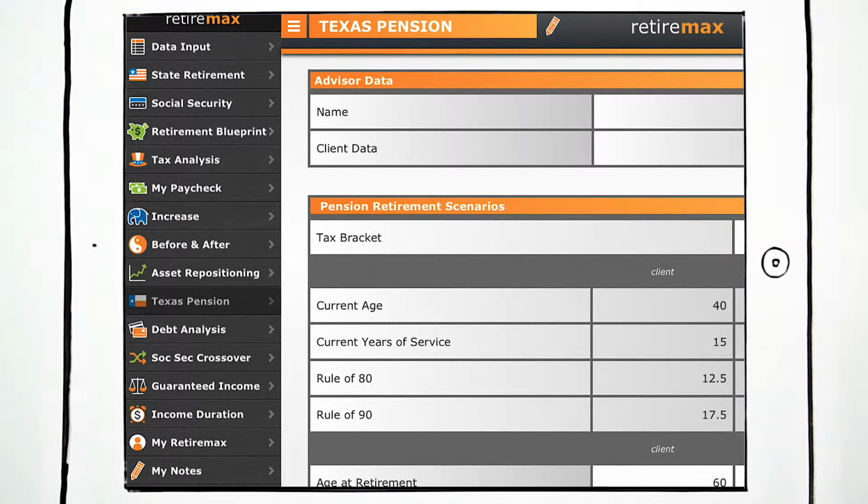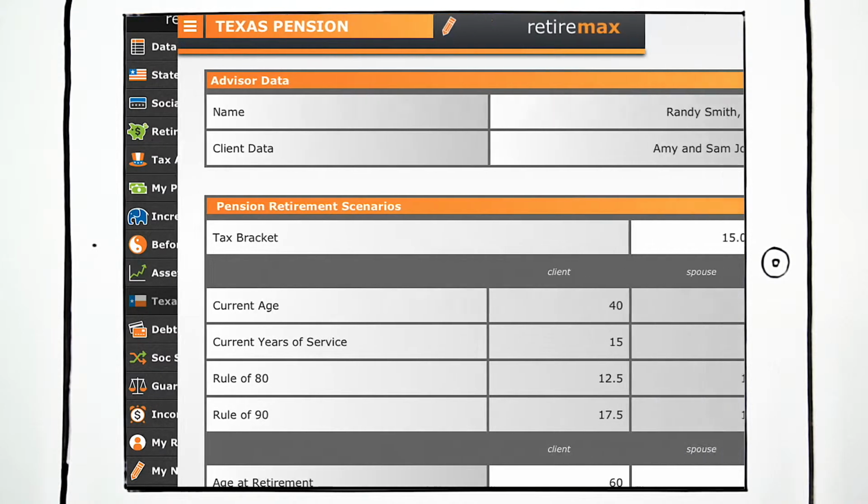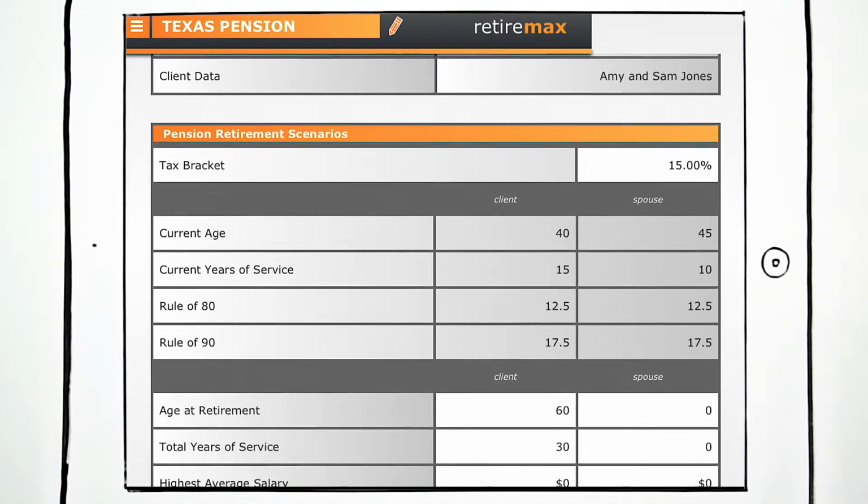If you're one of those lucky enough to have a pension and live in Texas, count your blessings. But with pensions come choices. The RetireMax Texas Pension Analyzer tab is designed to compare different options within a pension plan. Use this tab to cleanly illustrate the differences between multiple options and help your clients maximize their cash flow while protecting their heirs. The Texas Pension tab illustrates the Texas retirement system.